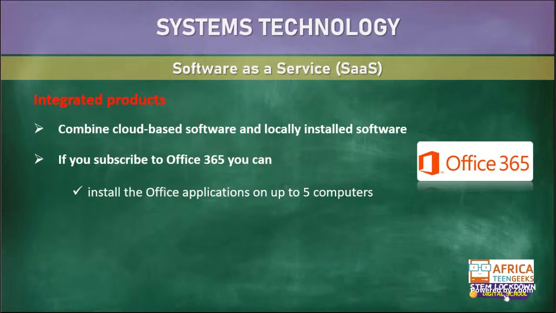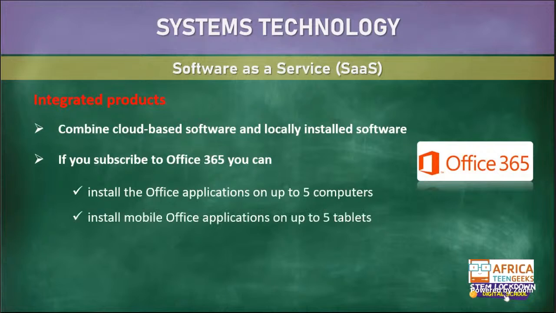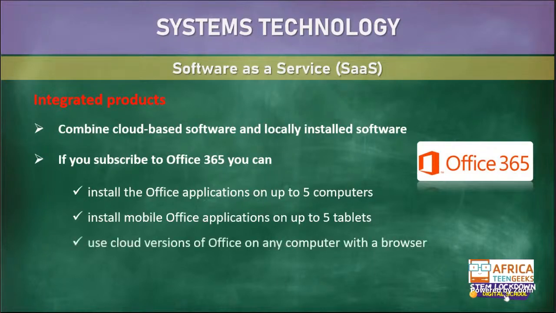You will be able to access Word, you will be able to access Excel, Outlook, and any other product that comes under Office 365. So if you are installing on mobile devices, it's 5 tablets as well. And then you can use cloud versions of Office on any computer with a browser. So you can install on your device as well as access the programs through the web browser.